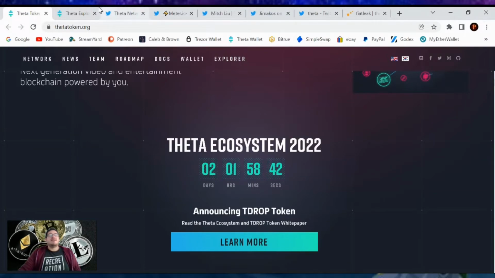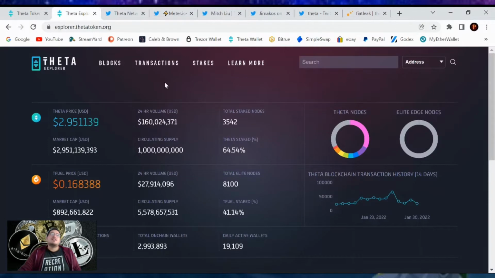Let's go over the pricing right now. Theta's price is at $2.95 with a market cap of $2.95 billion. There's a total of 3,542 staked Guardian nodes out there, and the Theta being staked to them is 64.54%. Solid. We went up again. So awesome. Love seeing that.